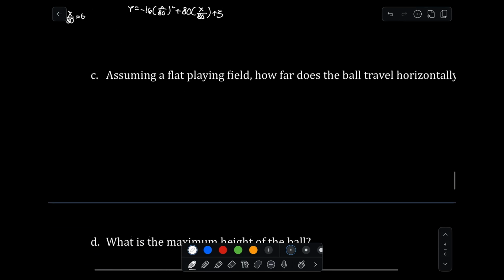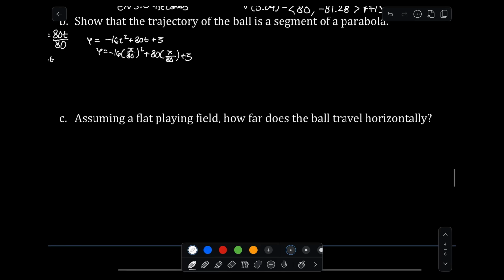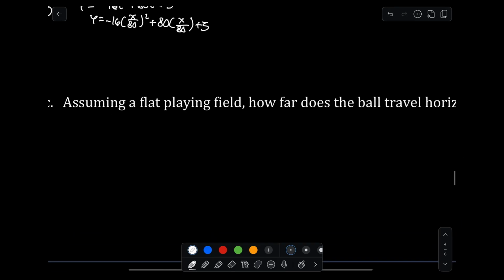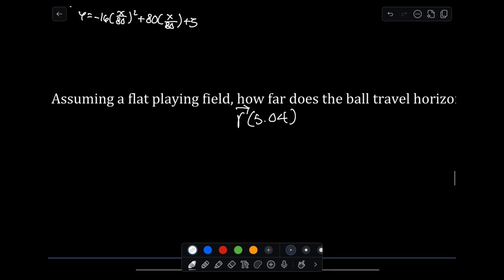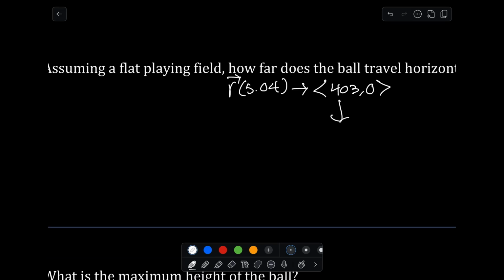And for part C, we kind of already did this, so just stealing our answer from above, we got r of 5.04, which is just going to be 403, 0, so 403 in the x direction.